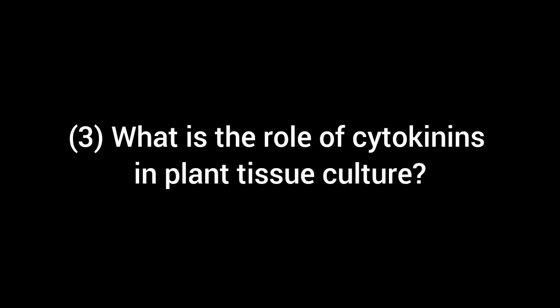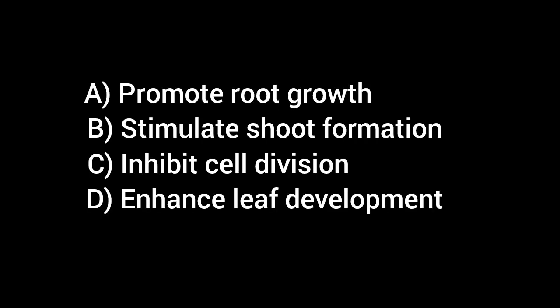Coming to the third question, what is the role of cytokinins in plant tissue culture? So let's look at the options. Option A, promote root growth. Option B, stimulate shoot formation. Option C, inhibit cell division. And option D, enhance leaf development. So the correct answer for this question is option B, which is stimulate shoot formation.